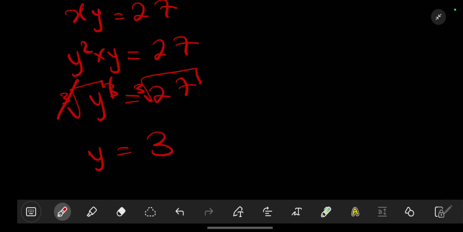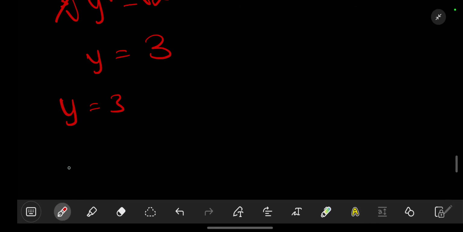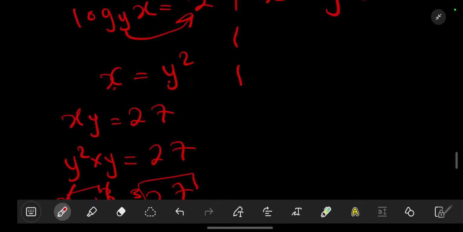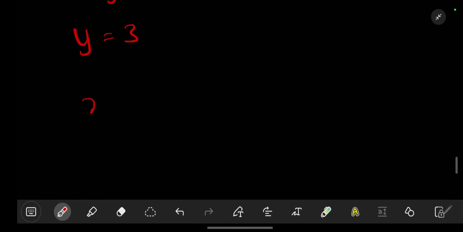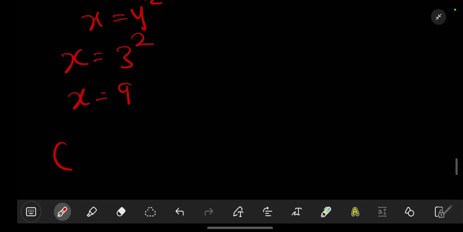This and this will cancel. Cube root of 27 is 3. So that means to say y is equal to 3. Remember, we said our x is equal to y squared. So when y is equal to 3, our x will be equal to 3 to the power 2. In this case, where there is y, you put 3. So x is equal to 9. So that means to say we have x is equal to 9 and y is equal to 3, like that.